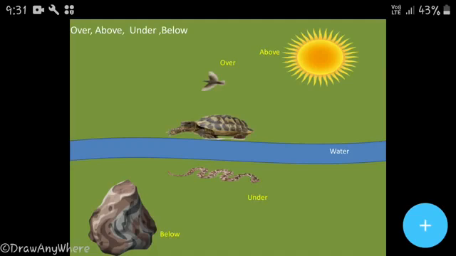What is the difference between over and above? You will see that the turtle and bird make a straight line to each other, means they are lying in a straight line. But if you see the relation of the sun and the turtle, they are diagonal to each other, or making less than a 90-degree angle. That's why I will say that the sun is shining above the turtle and the bird is flying over the turtle.